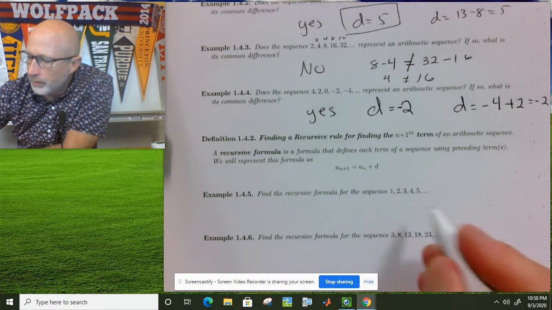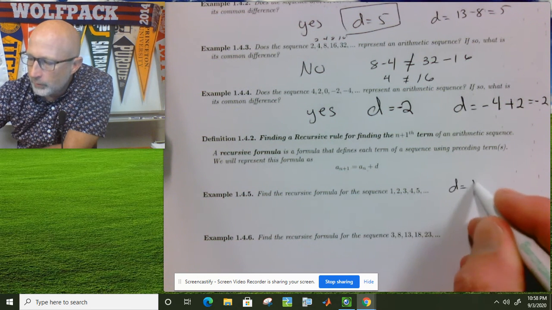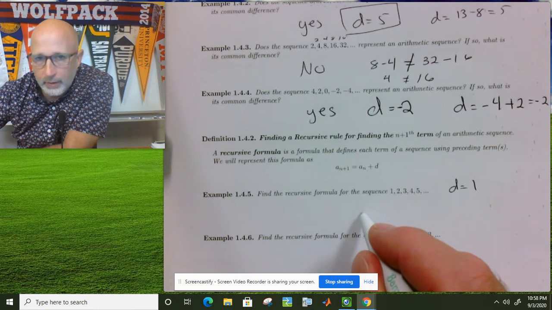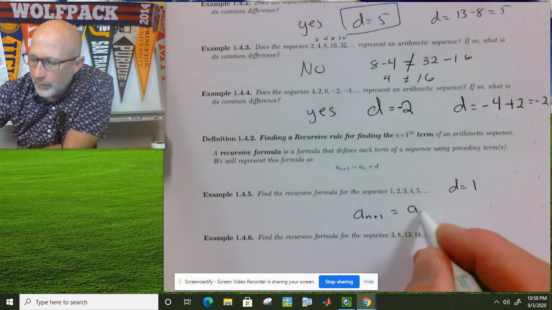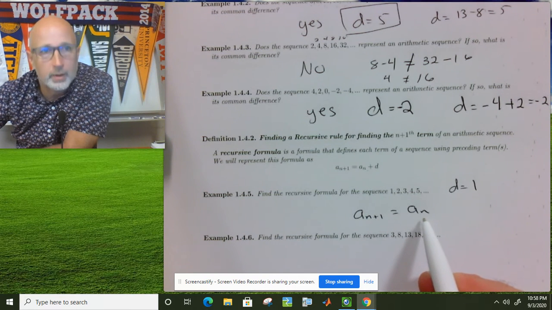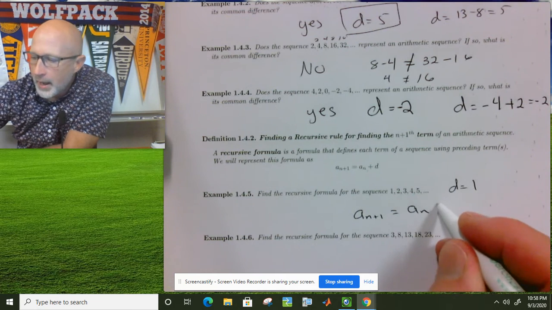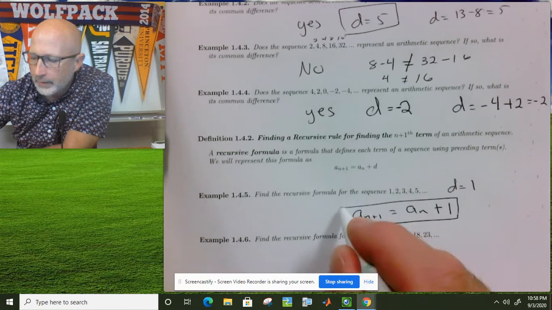If you notice here, this is the same sequence we had up above, where d is equal to 1. So the recursive formula, in order to find any term in that sequence, is to take the one that comes just prior to it. That's a sub n plus 1, and a sub n is the one that comes just prior to it. And you're going to add on the common difference. In this case, it's 1, and that is it.